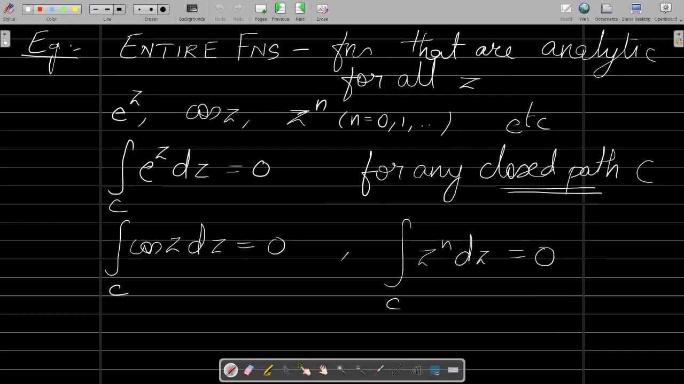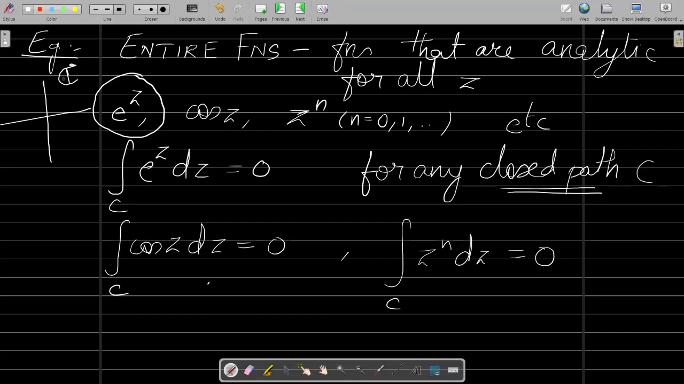Consider some functions like this: e raised to z, cos z, z raised to n, etc. The speciality of these functions is that, suppose you consider e raised to z. E raised to z is analytic in the entire complex plane. There is no point on the complex plane where the function e raised to z is not analytic. At every point the function is analytic.